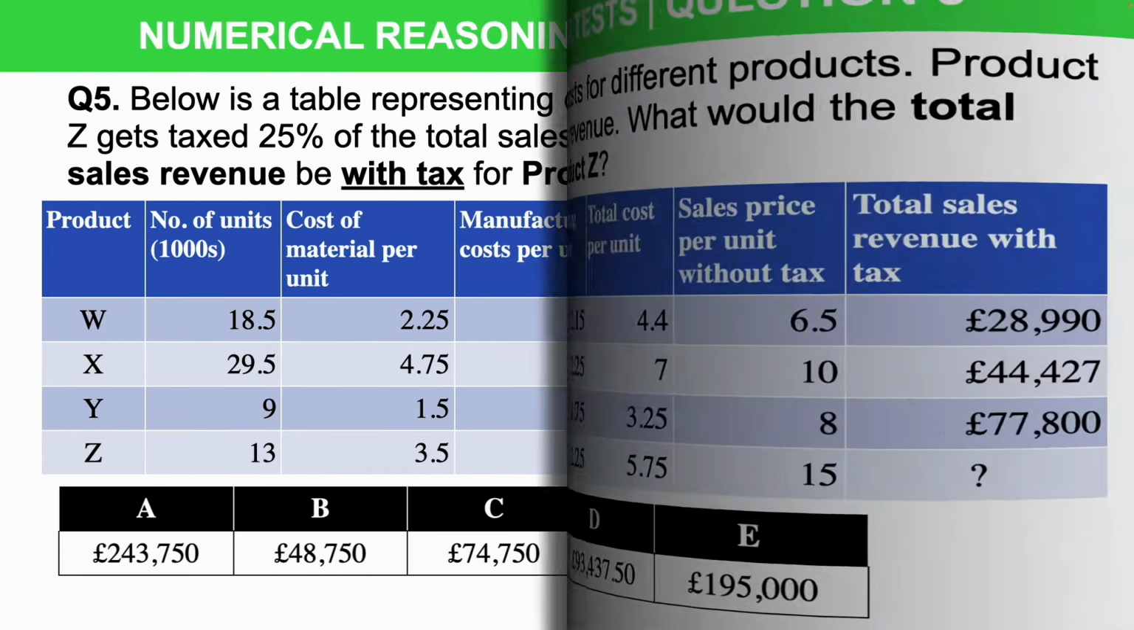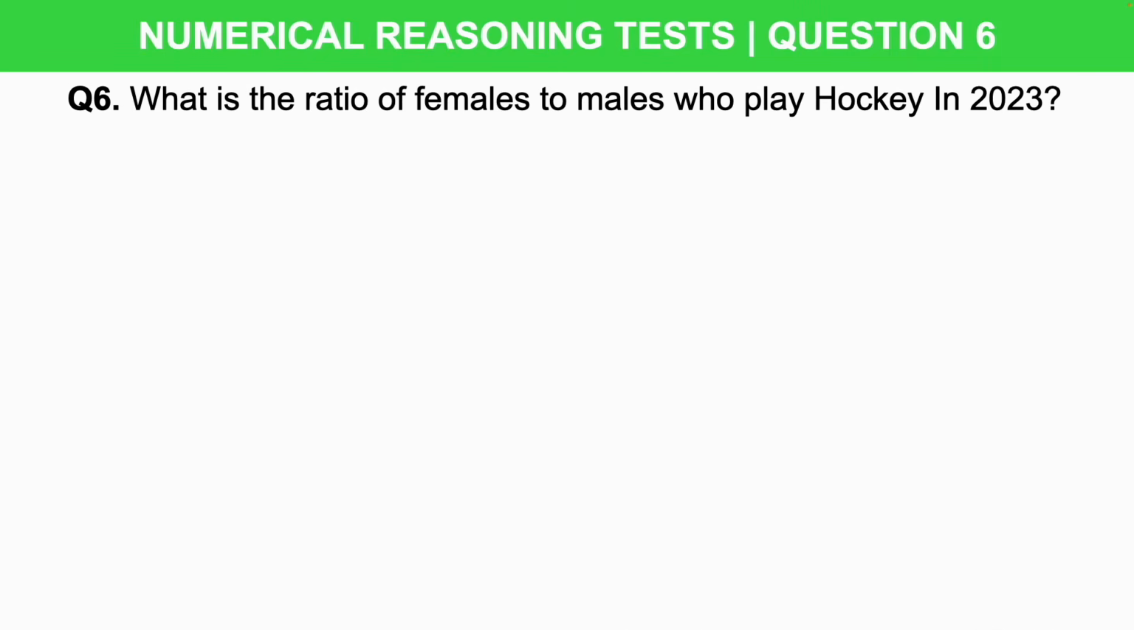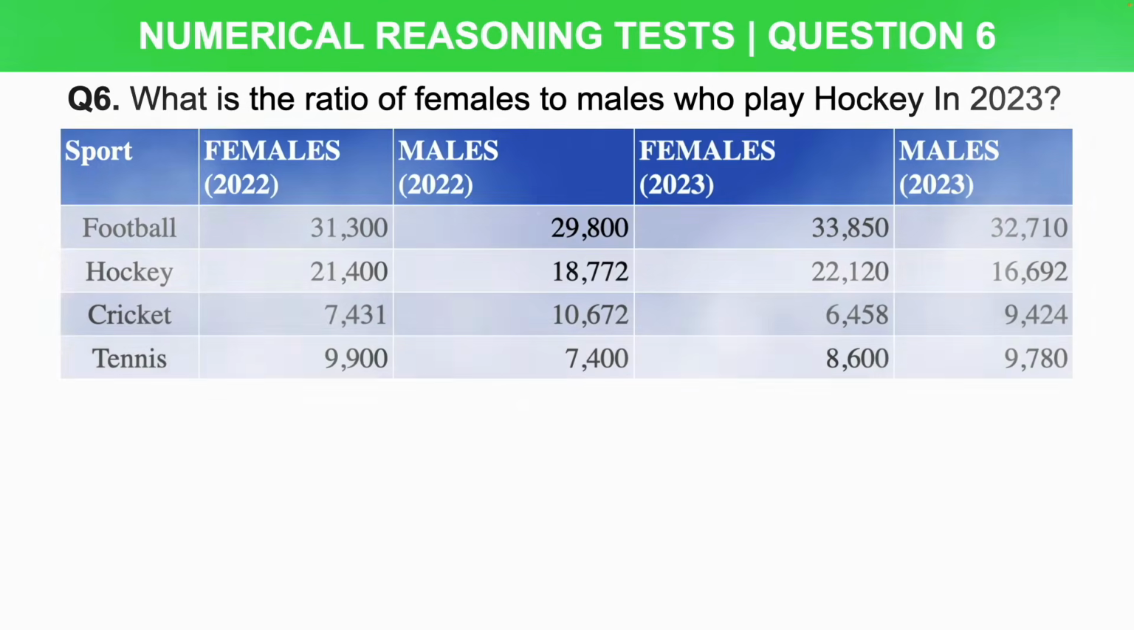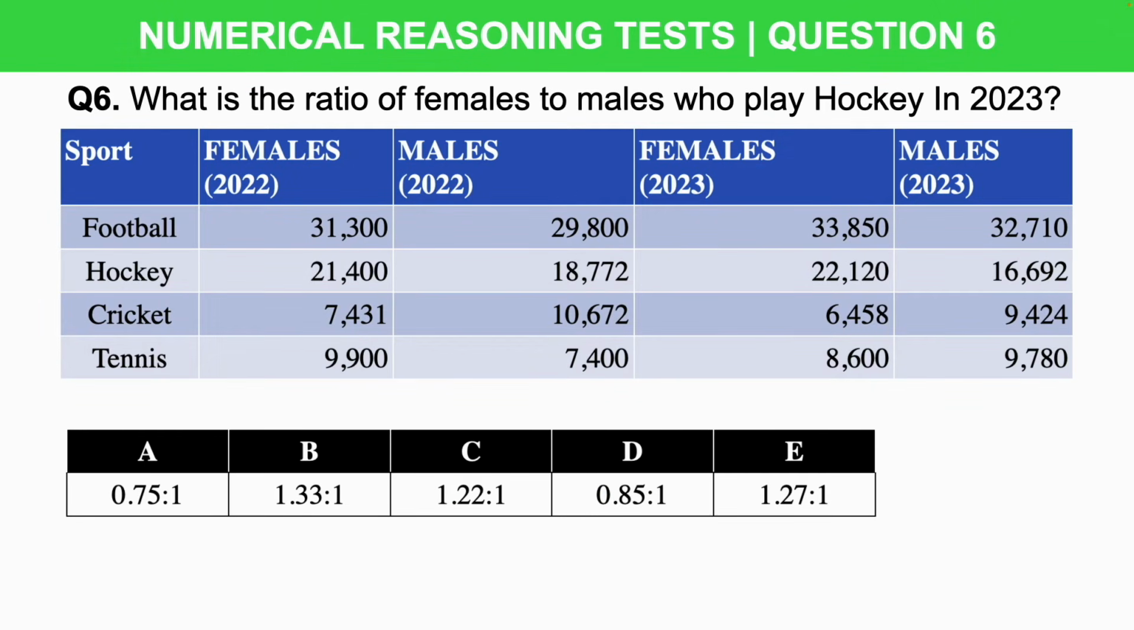Okay, moving on to the next numerical reasoning test question that I recommend you prepare for your Korn Ferry Aptitude Test is, what is the ratio of females to males who play hockey in 2023? Here's the table of information. Is the answer A, B, C, D, or E? 30 seconds on the timer starts now.